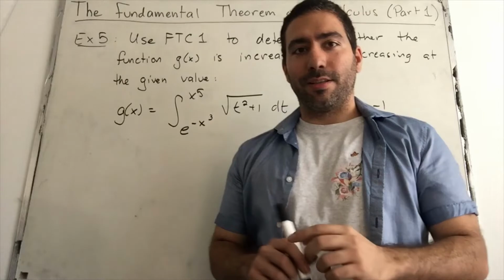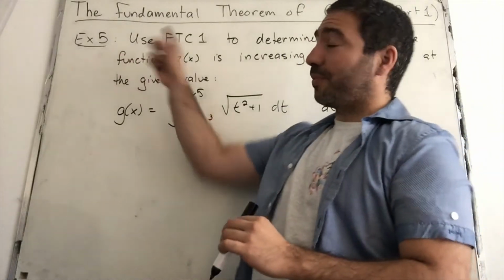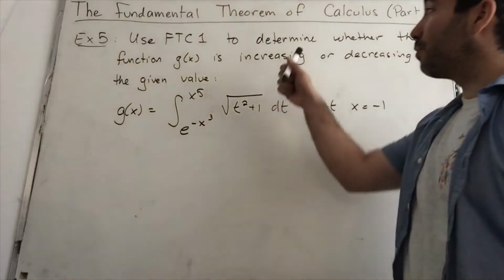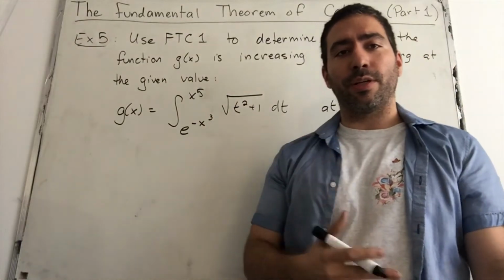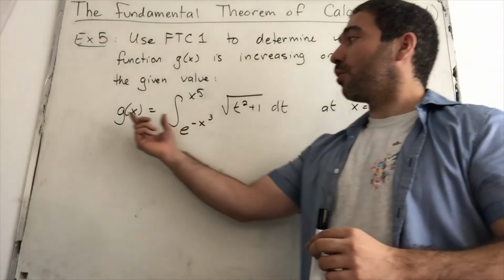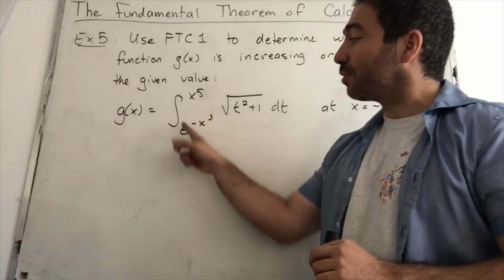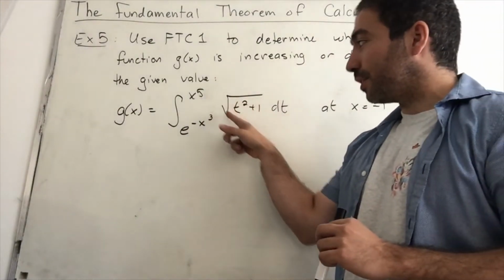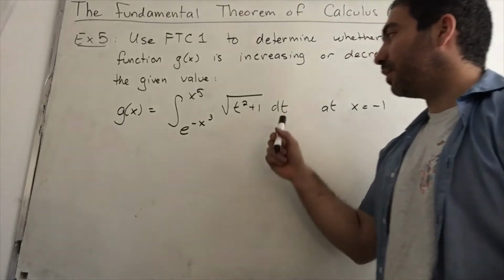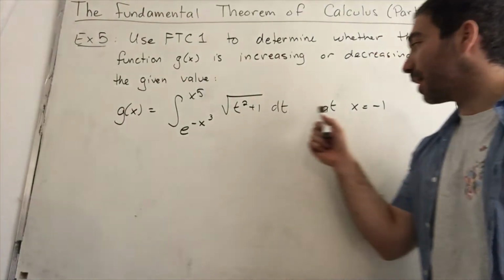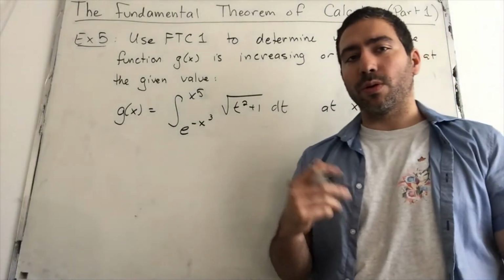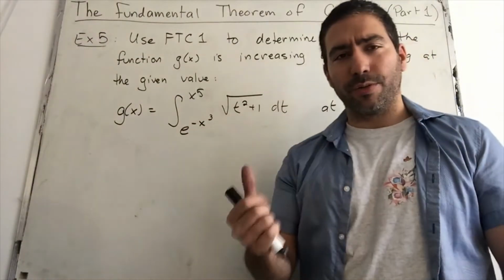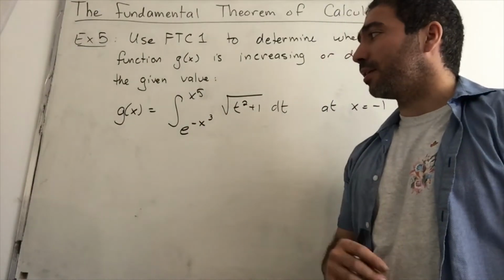And we're done. So in this final example over here, example number 5, it says to use FTC part 1 to determine whether the function g of x is increasing or decreasing at the specified value. So g of x in this case is given to be the integral from e to the negative x cubed to x to the 5 of the square root of t squared plus 1 dt. And the specified value is at x equals negative 1. So we want to know at negative 1, is this function here increasing or decreasing? Let's go ahead and do that.